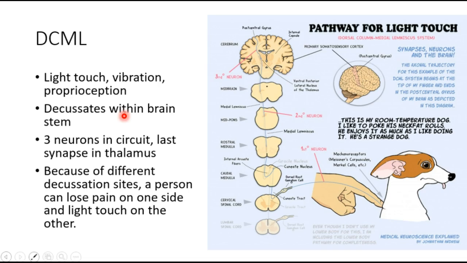Now that second order neuron is going to project again to the thalamus. Remember, the thalamus is a relay station. Almost all of your circuits are going to stop in the thalamus and relay there. So now it's going to synapse onto your third order neuron and again project to your primary somatosensory cortex for that somatotopy, for that point-to-point connection.